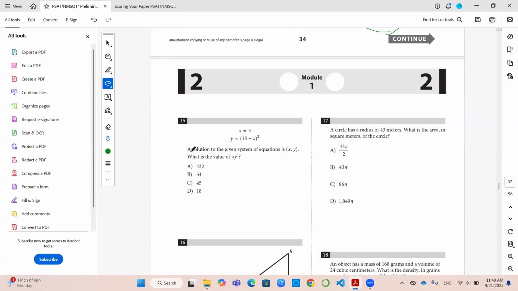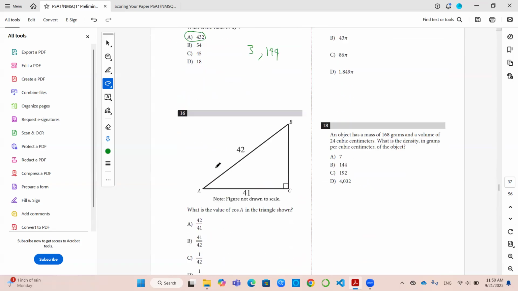A solution to the given system of equations is x, y. What is the value of x times y? So we have x is 3, y is 12 squared. So that's 144. What's 3 times 144? That's 432. So A is the correct answer.